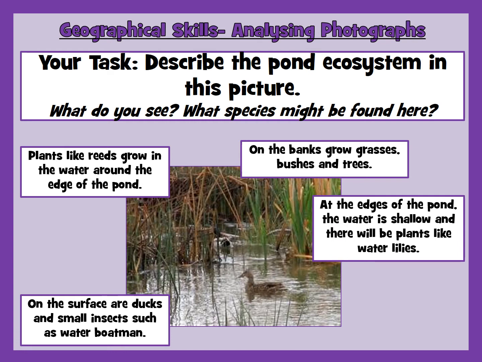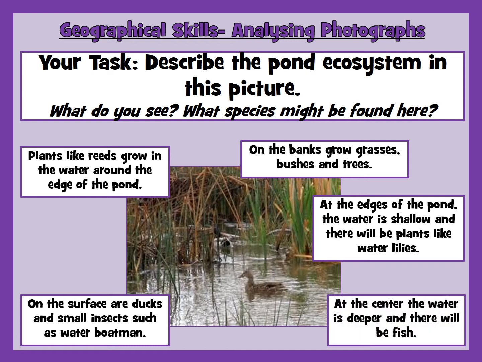At the edge of the pond, the water's going to be shallow because a pond isn't a perfect kind of square where it's at the same depth all the way round. And at the centre where the water's deeper, there is probably some fish. So it's a combination of the things that you can definitely see and the things that you could imply about this pond ecosystem.